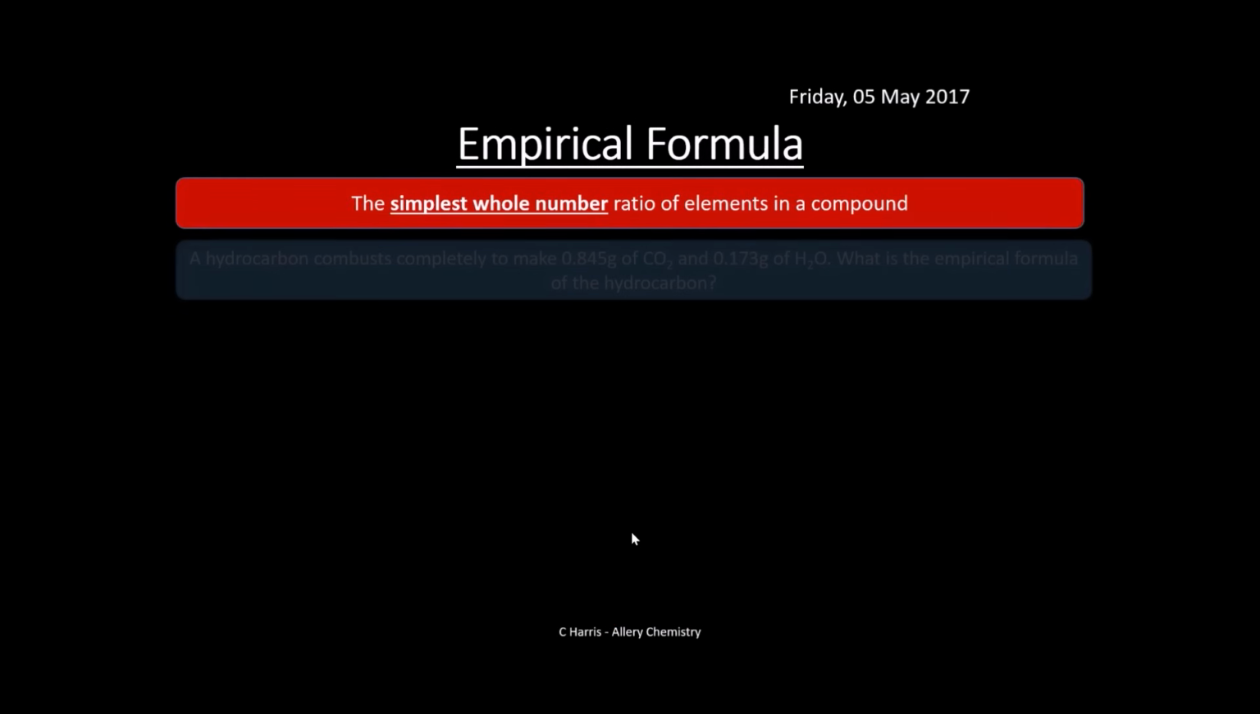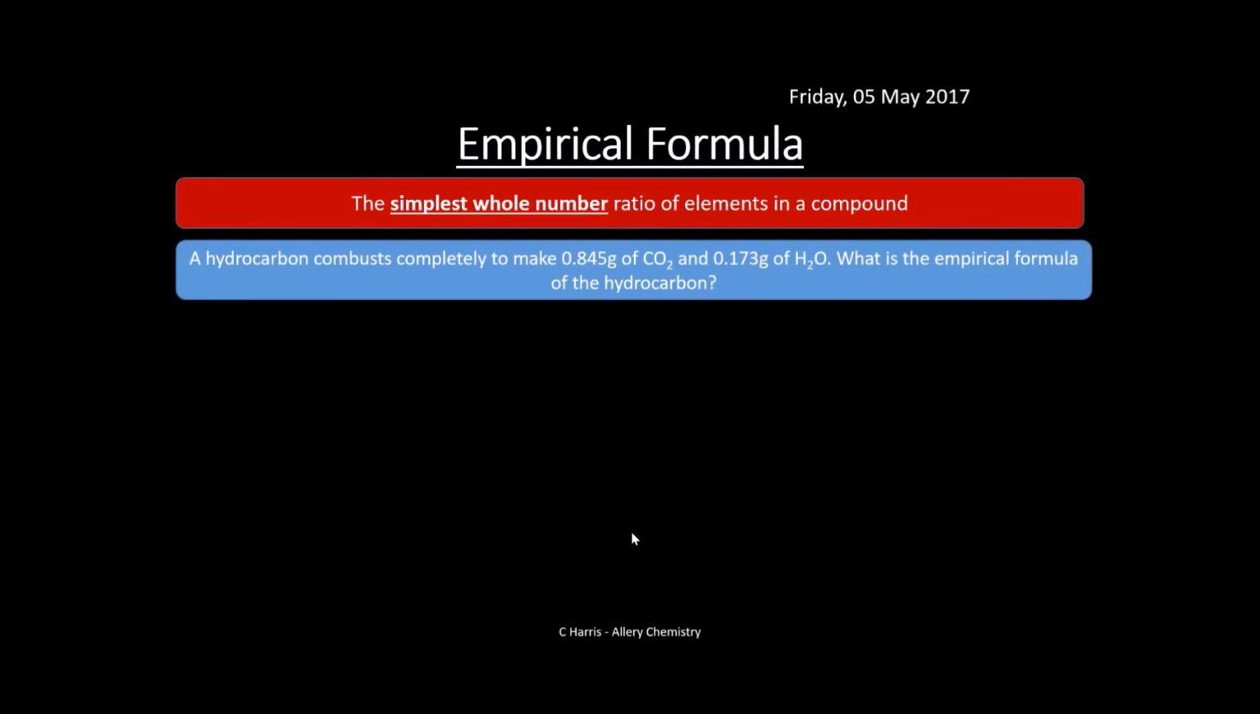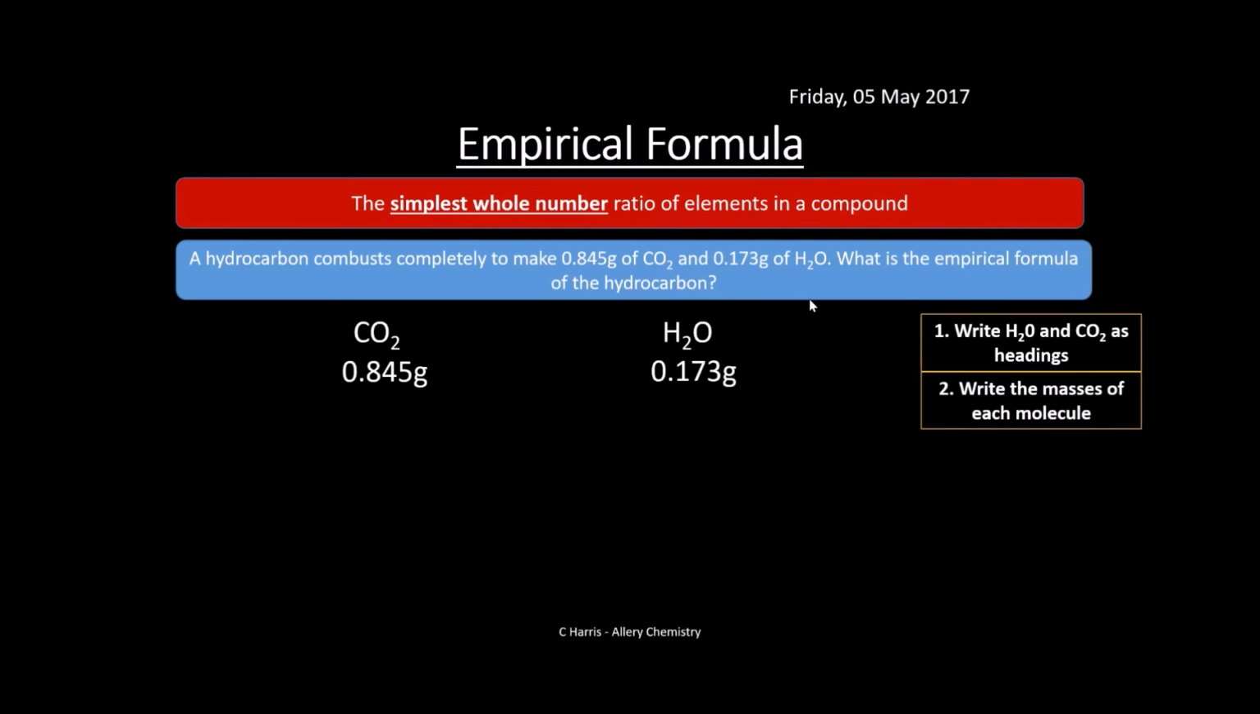Okay, so let's look at another one. So this is basically where we're using a hydrocarbon and it's combusted completely to make 0.845 grams of carbon dioxide, 0.173 grams of water. What is the empirical formula of the hydrocarbon? This is very common in terms of burning of fuel. So all you're given now is a mass of the products of combustion. So again, what we're going to do this time, instead of writing the elements at the top, we're going to put carbon dioxide and water at the top.